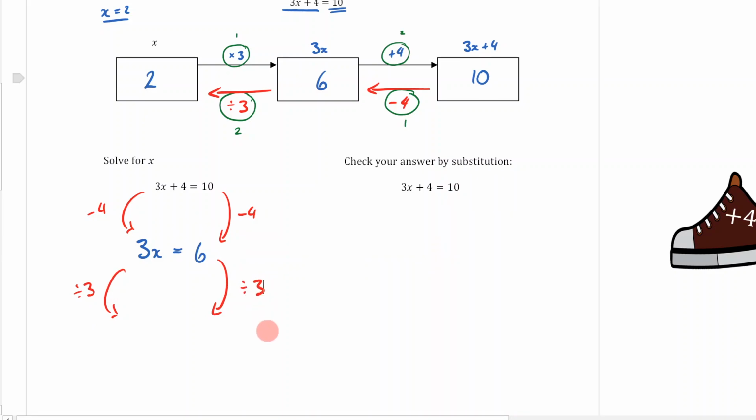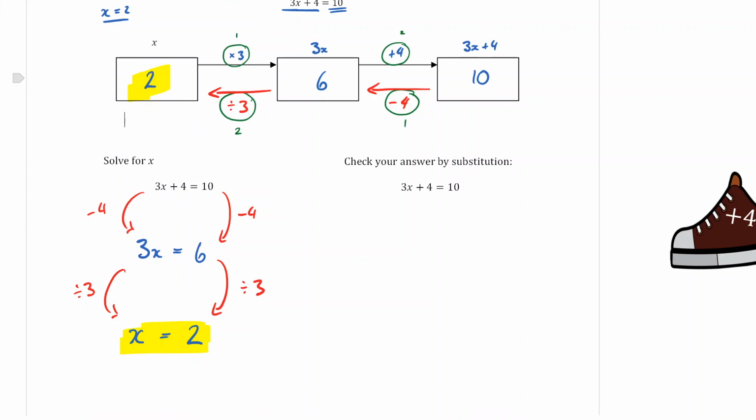And remember, you always do it to both sides, always and forever. That means I'm just going to be left with x here, and then 6 divided by 3 is 2. That, everyone, is your answer. X is equal to 2 is your answer, and you can see it there as well. That's how you do it. Make sure your order is correct, otherwise you will get a wrong answer.